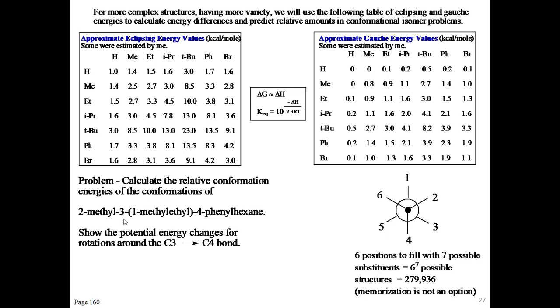So 2-methyl, 3, 1-methyl ethyl, 4-phenyl hexane. So you would have to be able to draw the structure. Got to know a little nomenclature. I would start down here at the end. Hexane is 6 carbons. And then I would start at the 2, I have a methyl. And at the 3 position, right next door, I have a more complicated substituent, a 1-methyl ethyl. Okay? Now you might not be able to visualize that, but that is the same as an isopropyl. And then at the 4 position, I have a phenyl, so you'd have to know, that's an aromatic ring.